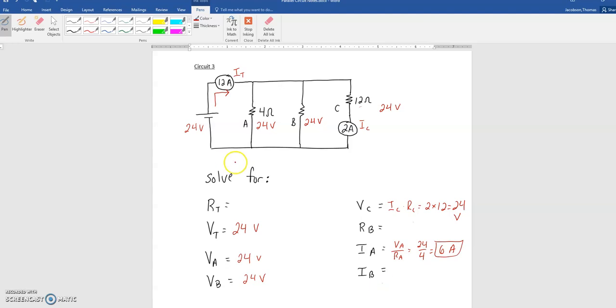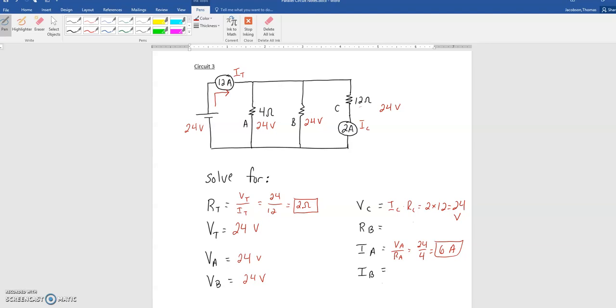We could actually solve for the total resistance. We could do R equals total voltage over total current, R equals V over I, and we can get 24 over 12, which would give us 2 ohms. And again, I know that seems weird because we have a 12 ohm resistor and a 4 ohm resistor, and we have a total resistance of 2, but just remember that resistance goes down. Resistance in parallel is always going to be, the total resistance will be less than all of the resistors in the circuit.